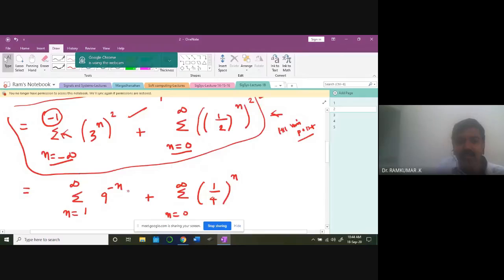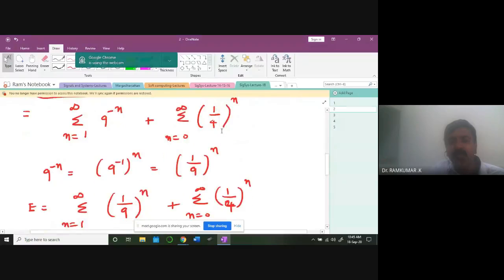Now what I have done, I have changed the limit to n equal to 1 to infinity. Then this will become minus n. Therefore it is 9 power minus n, plus the sum from n equal to 0 to infinity of 1 by 4 to the n. I simply changed the limit, nothing happens. See here, initially when I plug in minus 1, it will be 3 to the minus 1. I am going to put 1 to infinity, and put minus inside, that's all. Intuitively you can understand it clearly. This is going to be 1 by 4 to the n, right?